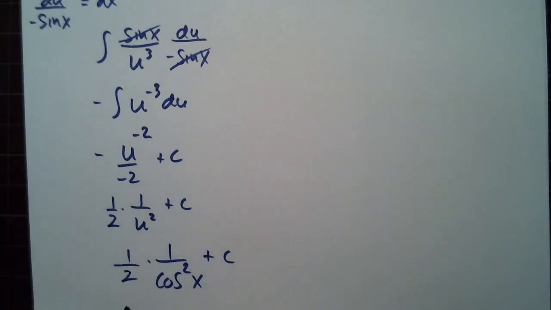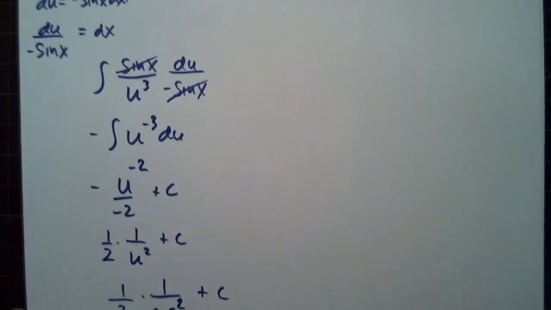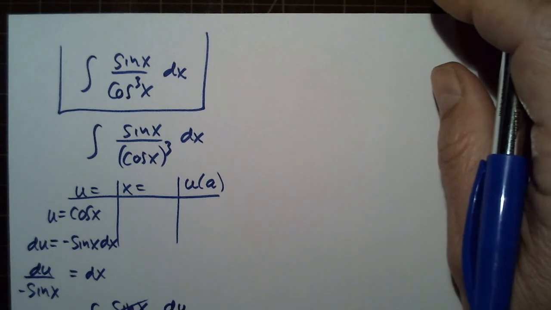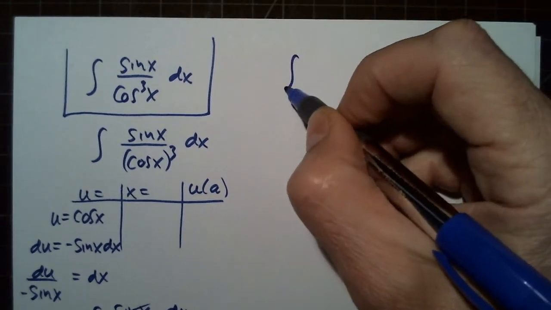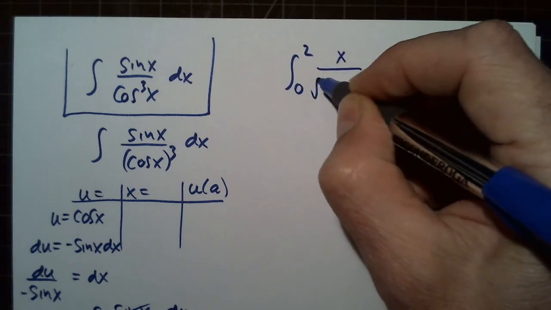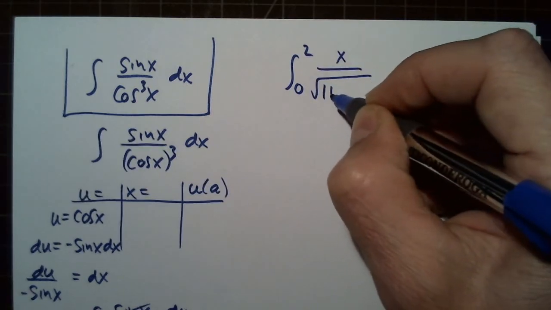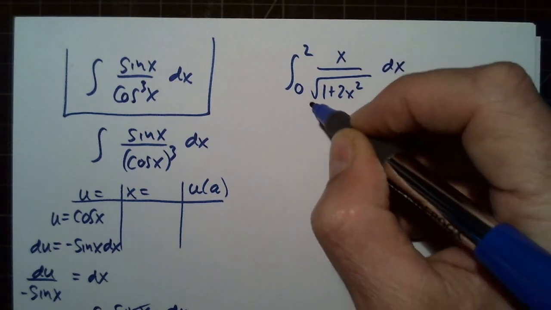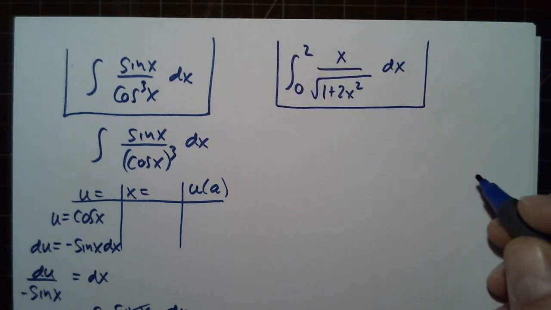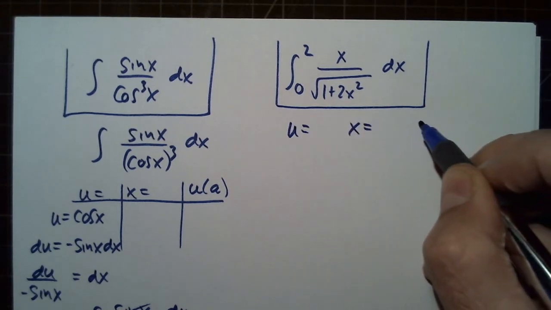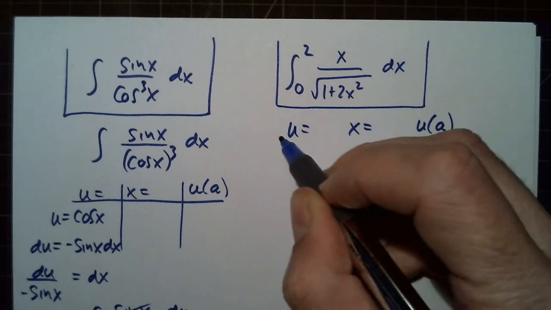Okay, let's work on definite integrals. The integral from zero to 2 of x over the radical of 1 plus 2x squared dx. U equals the inside, and x equals u evaluated at some number.